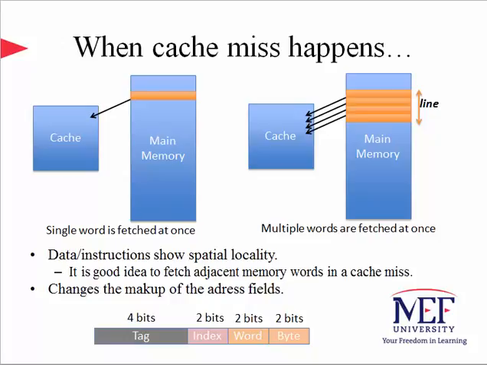This also changes the makeup of the address fields. More specifically, it adds an extra word field into the address and the cache. Let us set the line length to be 4 words, so the word field consists of 2 bits. The index field is also set to be 2 bits. Using our previous example, this would imply for a two-way set-associative cache, the cache is now capable of holding 32 words at the same time.